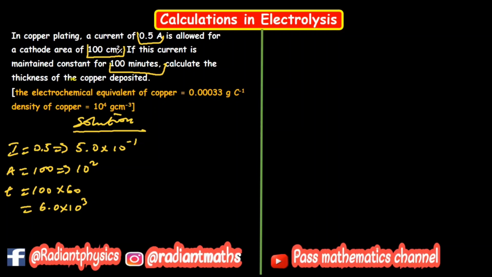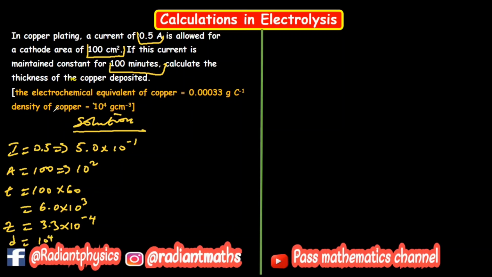And then we have the electrochemical equivalent, which is represented by the letter Z, which is 0.00033. I'm going to write this in standard form as well, which is 3.3 times 10 to the power of minus 4. And then we have the density of copper, which is given as 10 to the power of 4. So let's just take note of that.